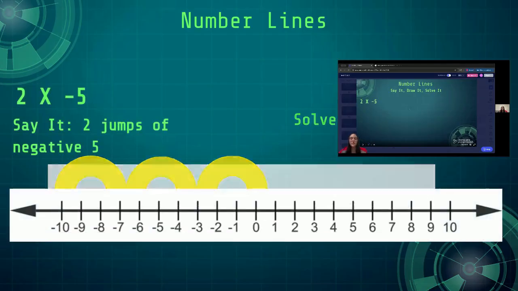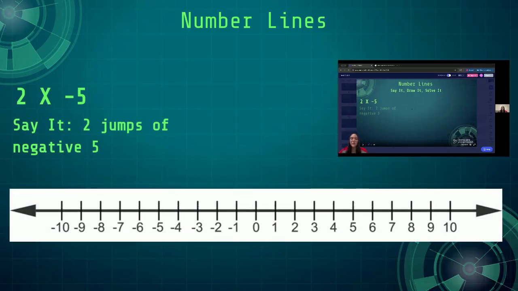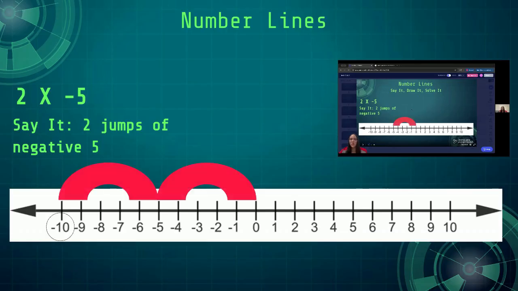So our next problem is 2 times -5. We pronounce this as 2 jumps of -5. Go ahead and draw your number line. Start at 0, 1 jump of -5, 2 jumps of -5, and we land on -10. -10 is our answer.